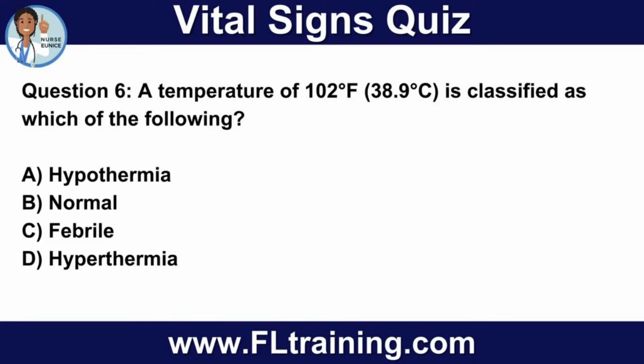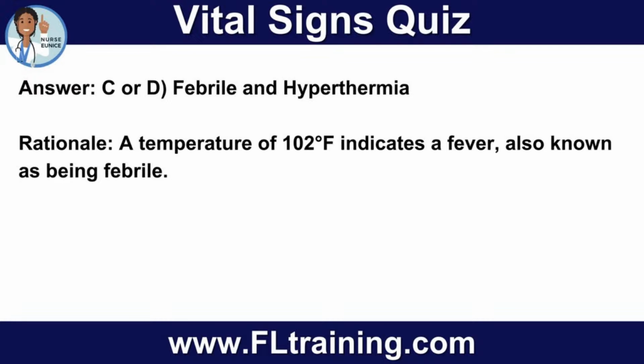Question number 6. A temperature of 102 degrees Fahrenheit or 38.9 degrees Celsius is classified as which of the following? Is it hypothermia, normal, febrile, or hyperthermia? And for this one, I'll take one of two answers. Sorry, I will take two of four answers. I apologize. That didn't make sense. So, yes, I see C's and I see D's. So, yes, you all are correct.